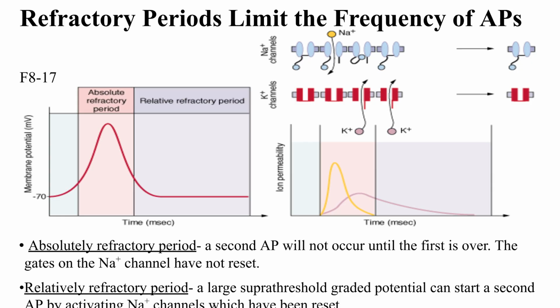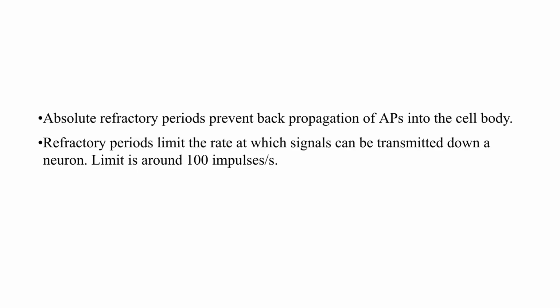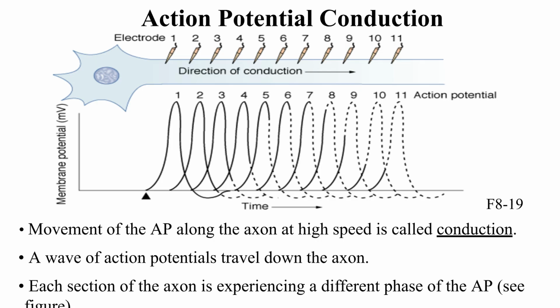The relative refractory period allows a large suprathreshold graded potential to start a second action potential. Absolute refractory periods prevent backpropagation of action potentials into the cell body. Refractory periods limit the signal transmission rate to about 100 impulses per second. Action potential movement along the axon is called conduction.